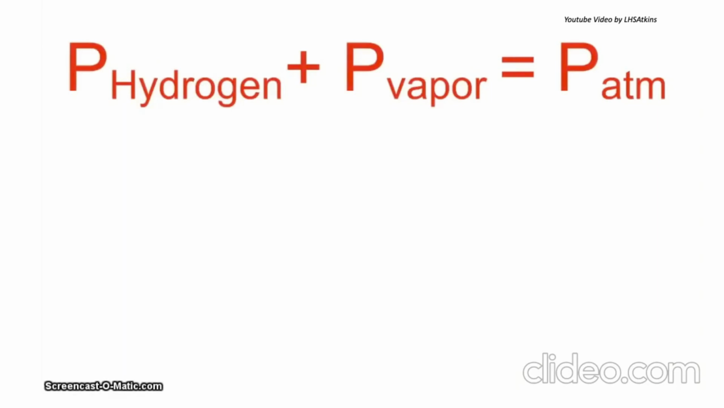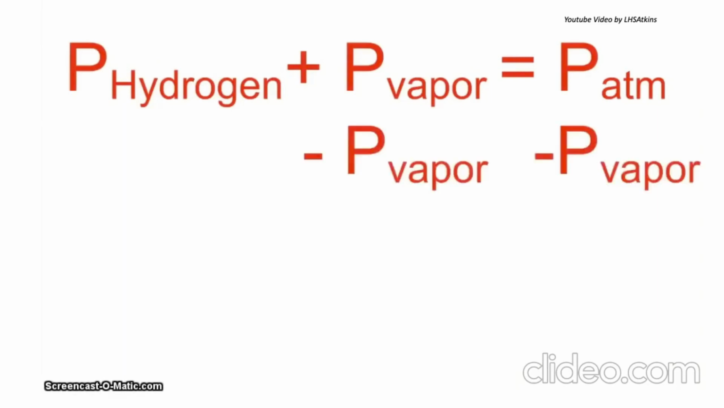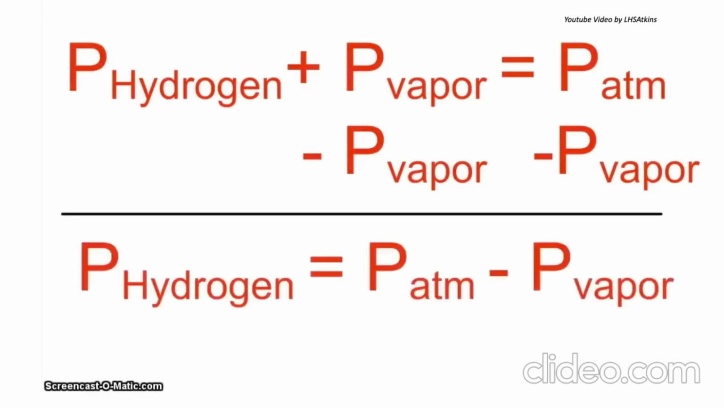Let's make up some examples. We take the formula we just had and solve for the hydrogen pressure by subtracting off the vapor pressure. That tells us that to get the hydrogen pressure, we take the atmospheric pressure minus the vapor pressure.